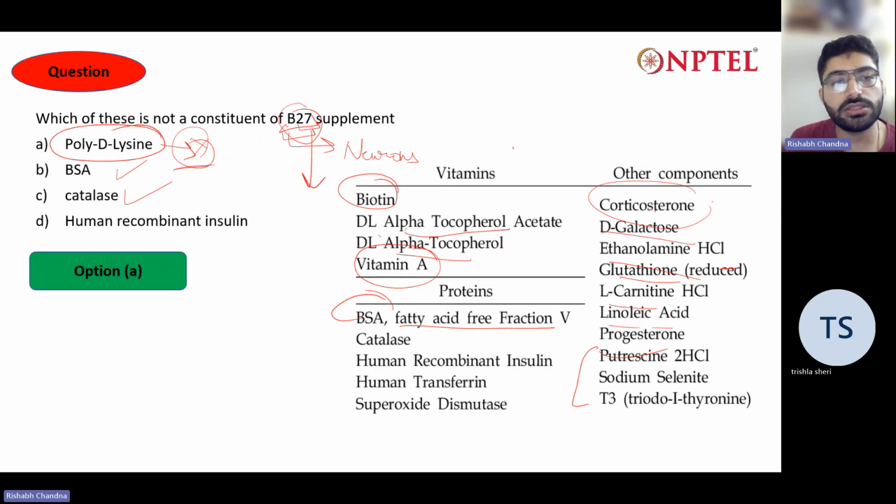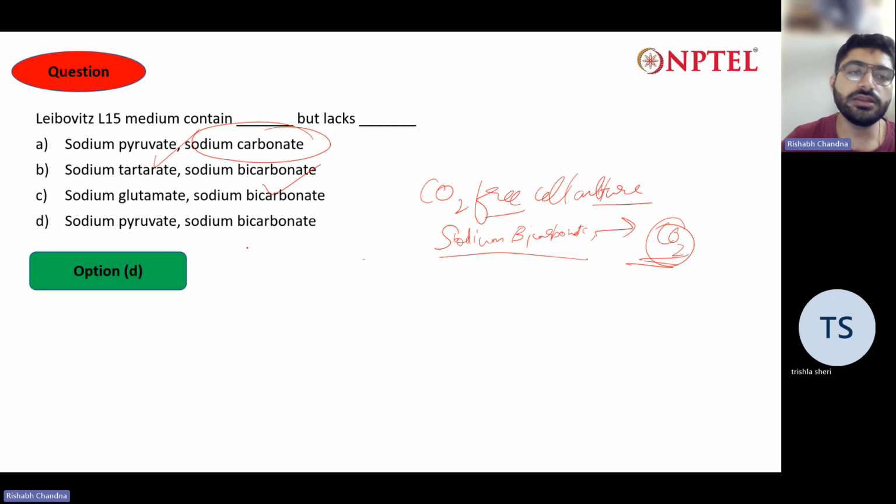Okay, so the correct option is option A. Sorry, the answer is written wrong here. It must be option A, because it will have sodium pyruvate, but it will not have sodium carbonate. It will have sodium bicarbonate. Okay, now let's move on to the next question.